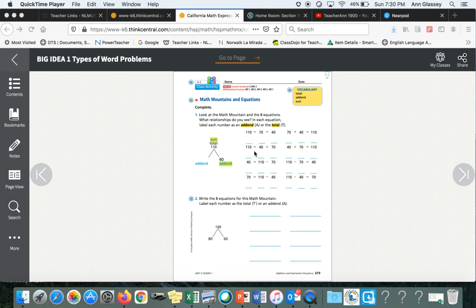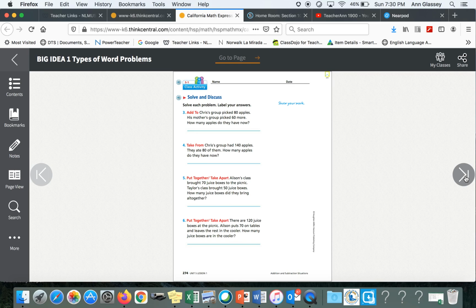Here they started with the total, but they switched the addends because of the commutative property of addition. You can switch the addends. So just copy this model to make 8 equations using these 3 numbers. Then on page 274, solve each problem, label your answers, show your work.